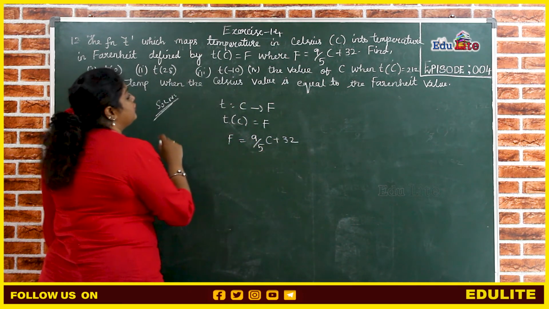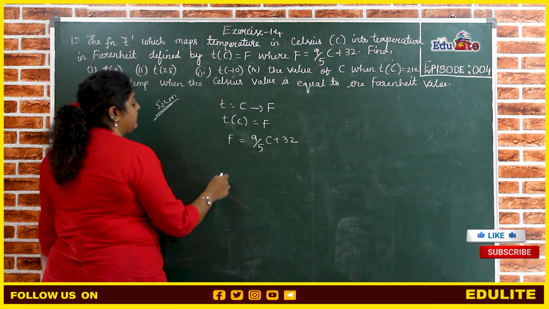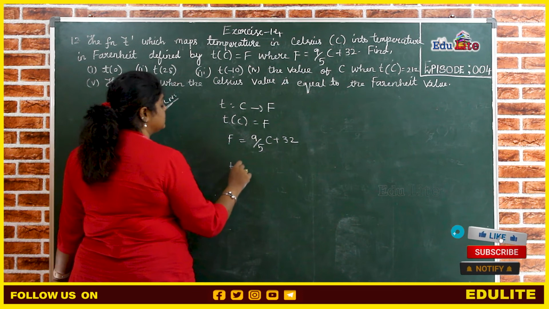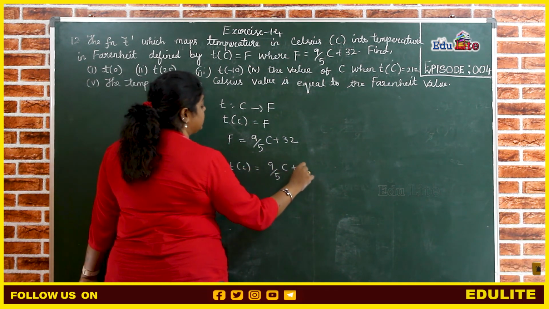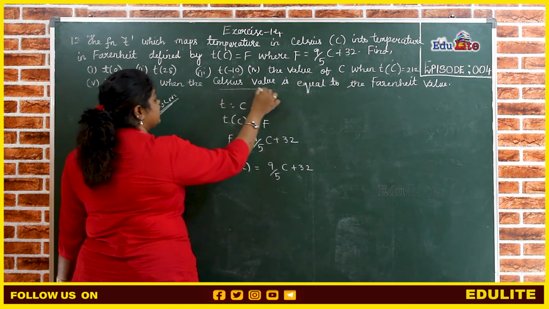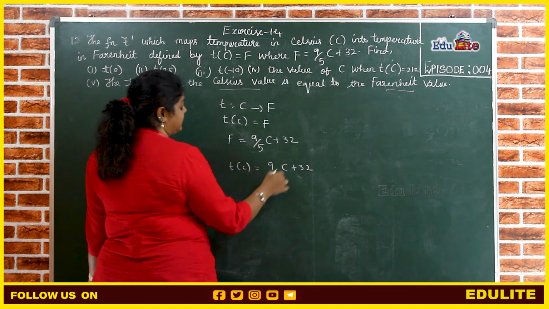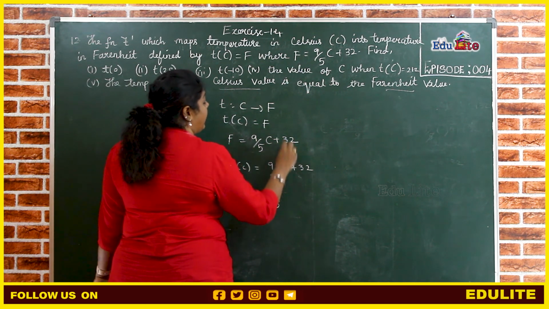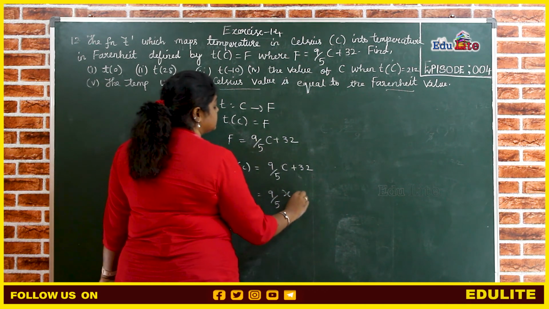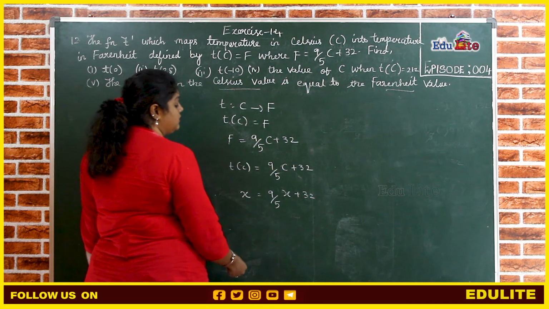The last option is we have to find the temperature value when the Celsius value is equal to the Fahrenheit value. We have T of C equals F. F is nothing but 9/5 C plus 32. What we are told is when the Celsius value is equal to the Fahrenheit value, both the values we will consider as X. That is Celsius value as X, 9/5 X, and the Fahrenheit value also X, plus 32. When they both are equal, what will be the temperature value? Let us solve this and find.